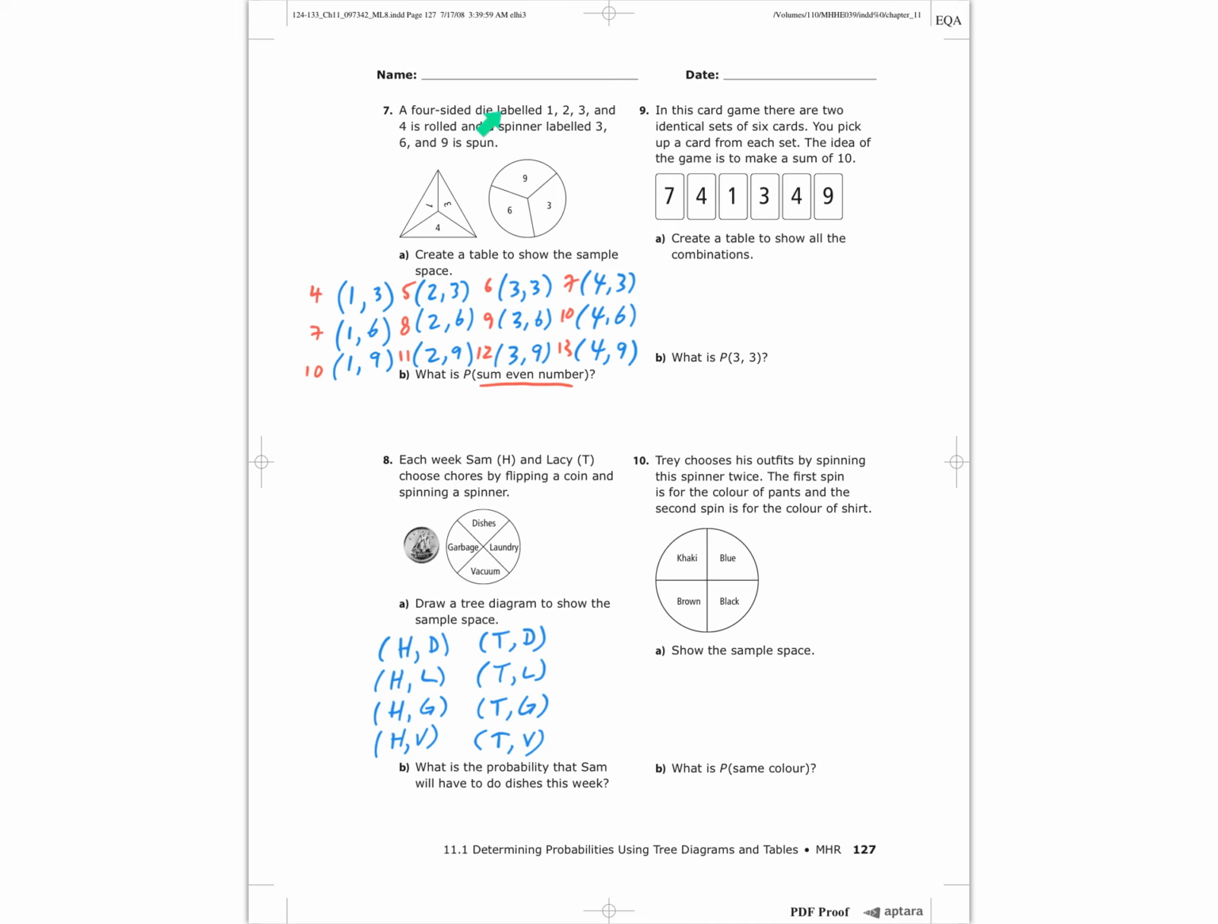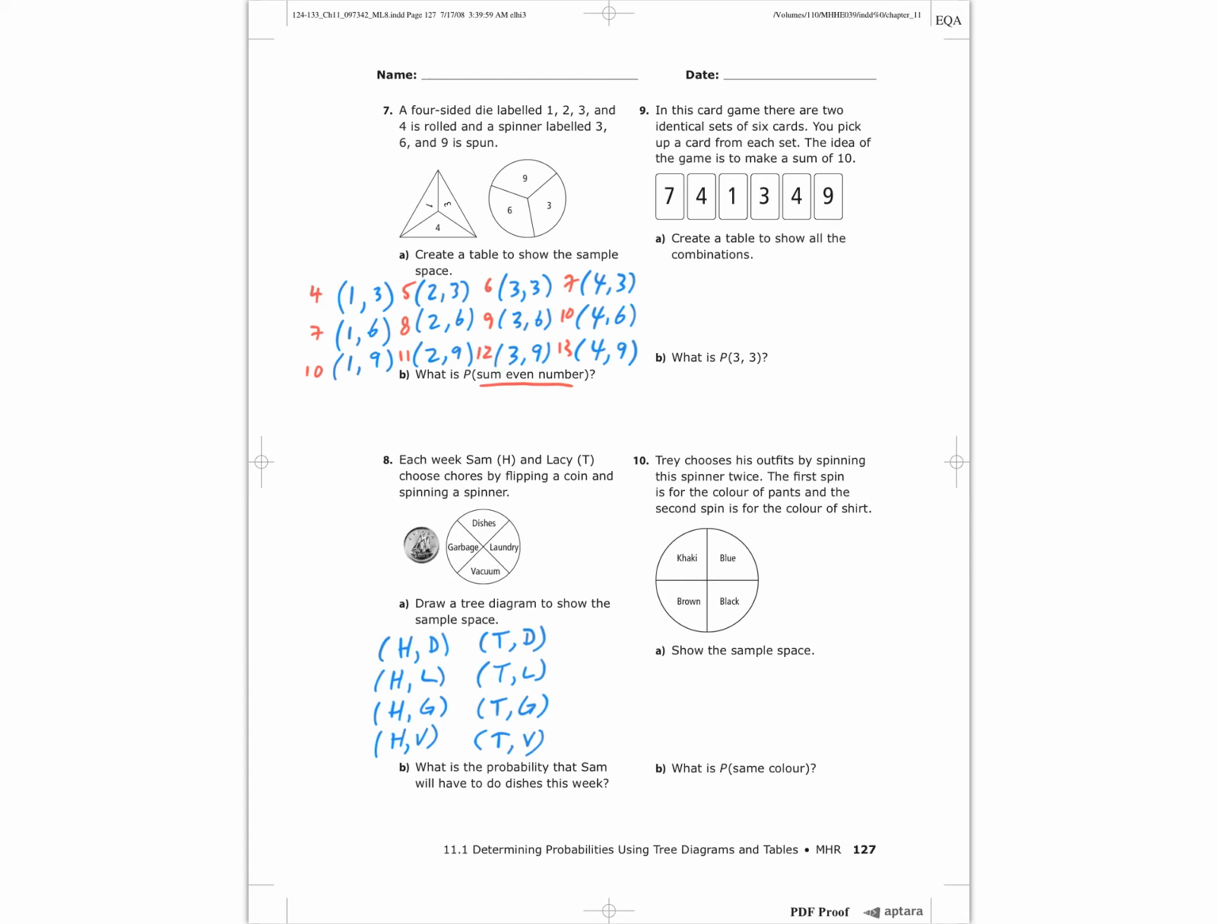A 4-sided die labeled 1, 2, 3, 4, it's this triangle sort of die, is rolled, and a spinner with a 3, 6, and 9 is spun. Create a table to show the sample space. Okay, so there's a lot going on here.